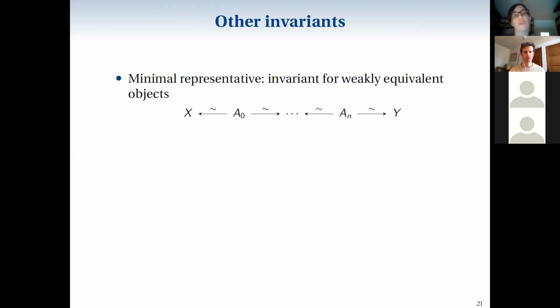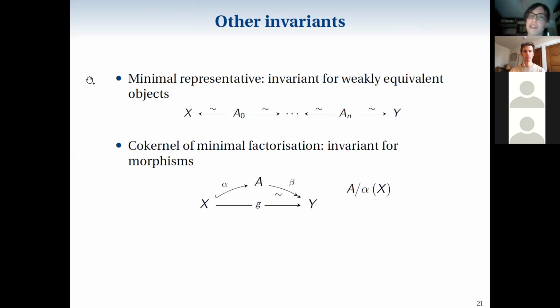So for example, if you know for sure that your data are going to have noise on the diagonal, then you may want to study them with a minimal representative. It's going to be easier to compute. Otherwise, we can take a morphism and we can take its minimal factorization, which is again an invariant.